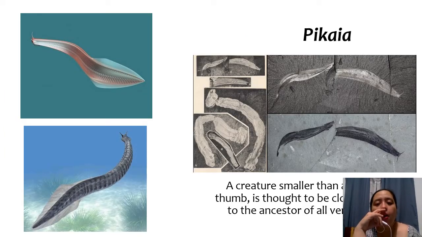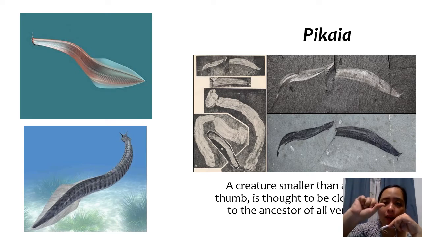You also have Picaya. This Picaya is a creature that is only the size of our thumb. So, ganito na kalaki. And Picaya is very strange, very manipis lang siya. And it is said to be the ancestor of all vertebrates. Ibig sabihin mga anak, si Picaya, itong nakikita niyo ngayon, ang pinaka-lolo o lola natin pala. Siya ang pinaka-ancestor natin.